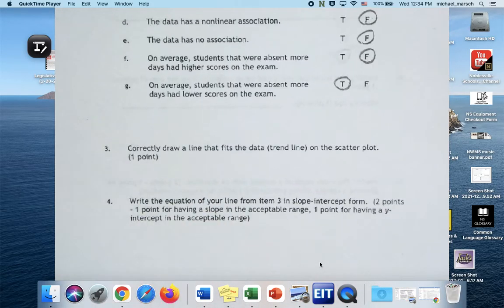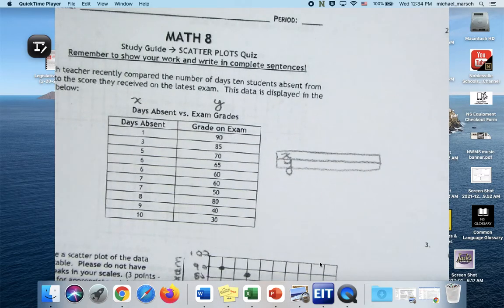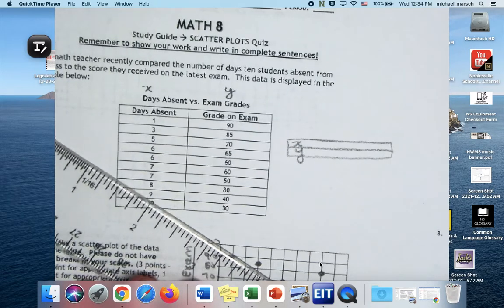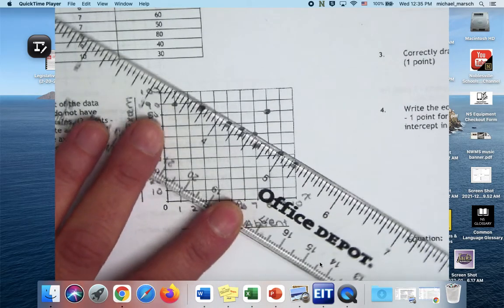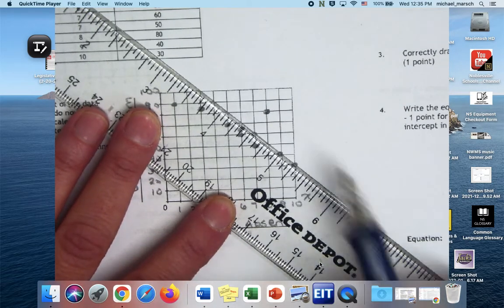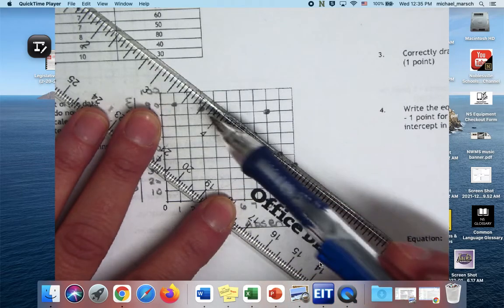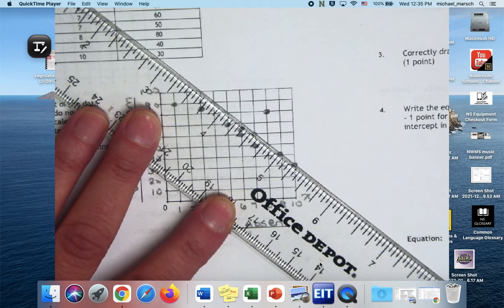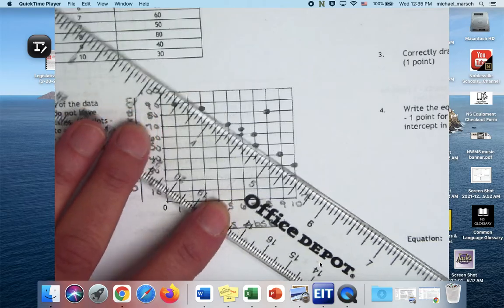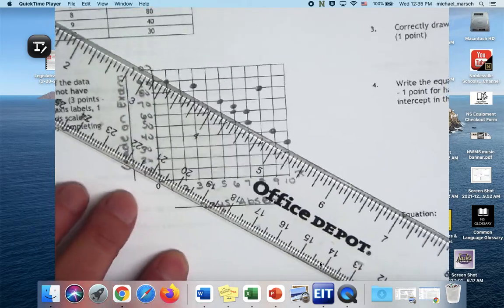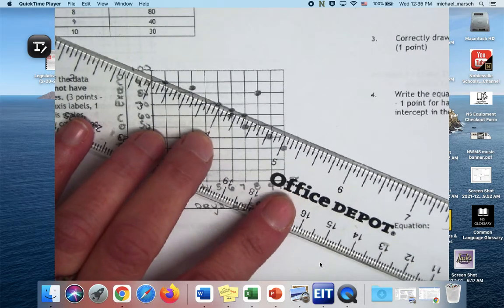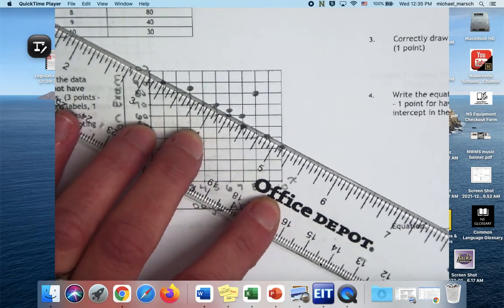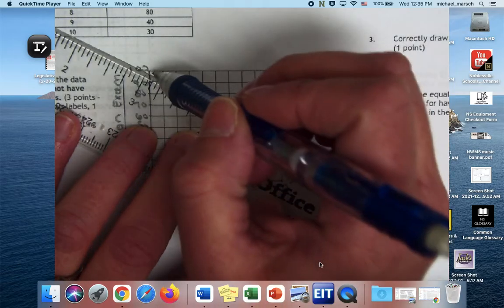Correctly draw a line that fits. So I'm going to get my ruler out here. Remember, my goal is to get a line that's as close to as many points as possible. I'm not going to want a line up here. Why wouldn't my line go up here? Why wouldn't that make sense? Well, I can't see the y-intercept, and can you get more than 100 on a test? No. So I'm going to keep my line as close as I can to as many points and also to have it make sense, right?